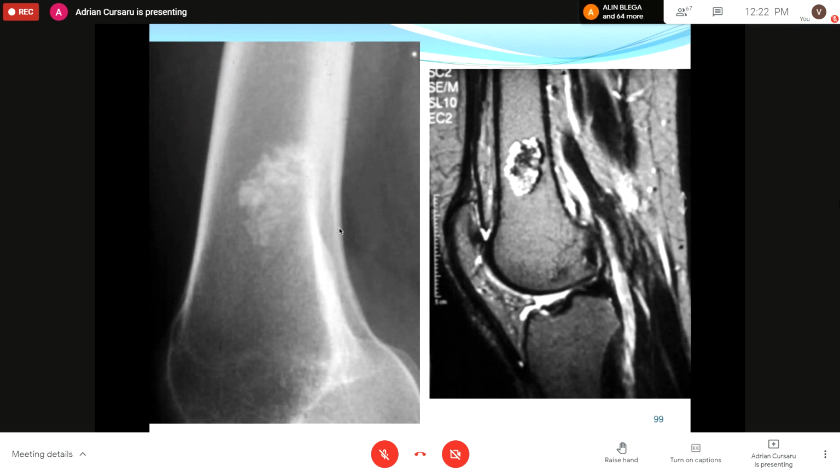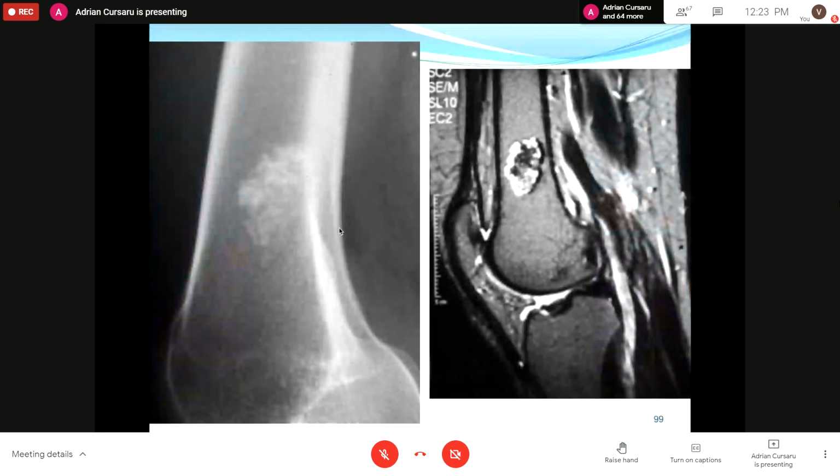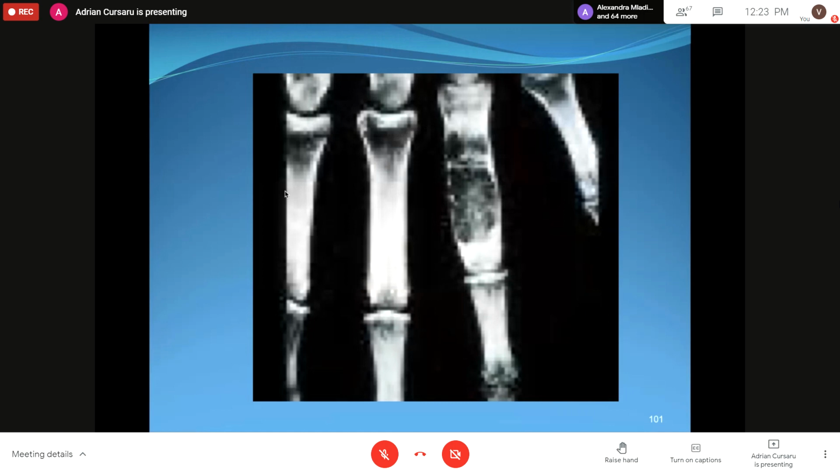That's an example of that type of tumor localized in the central part of the diaphysis, the shaft of the femur. You will see here an osteocondensation lesion. It is not very well defined and has that aspect of osteocondensation with small osteolysis. That's another example in a metacarpal bone for that type of tumor.